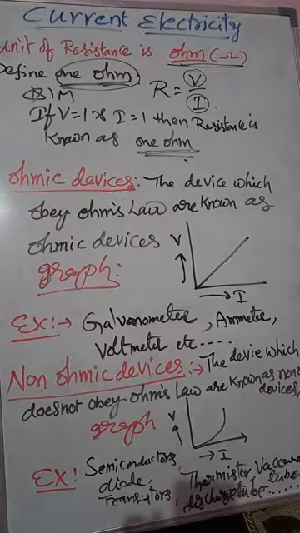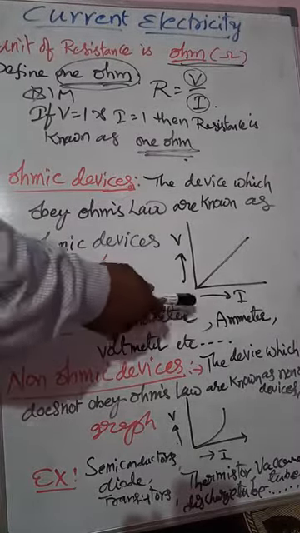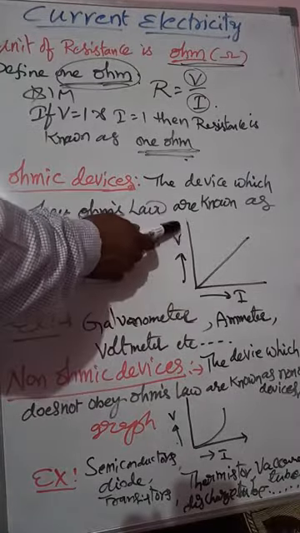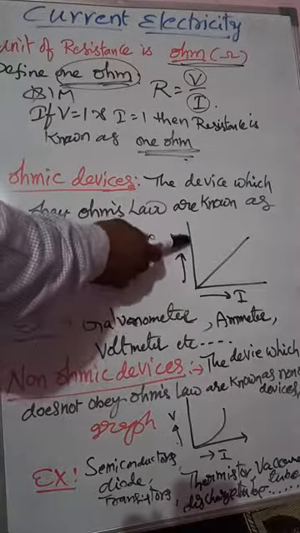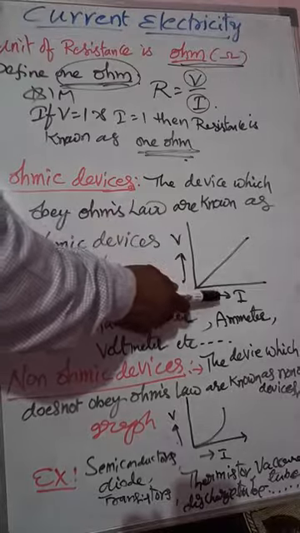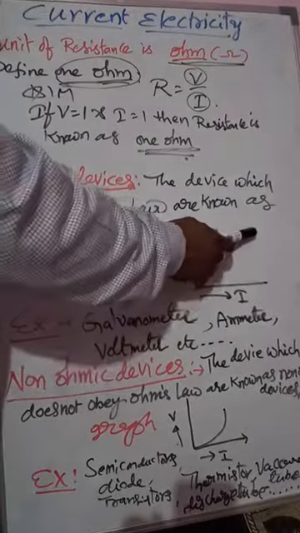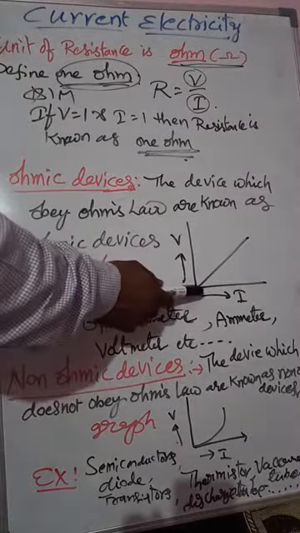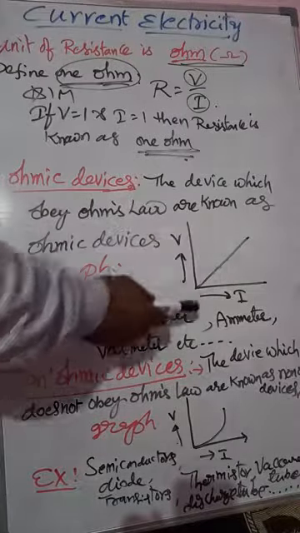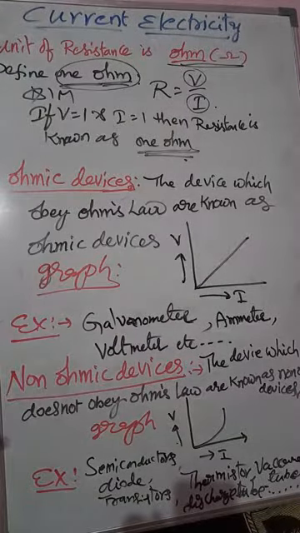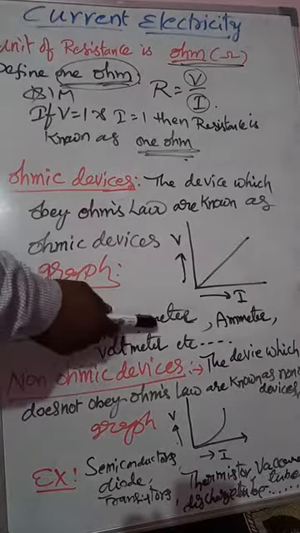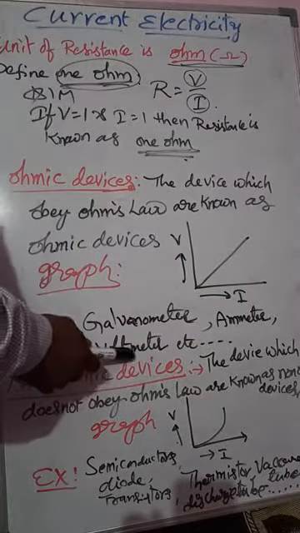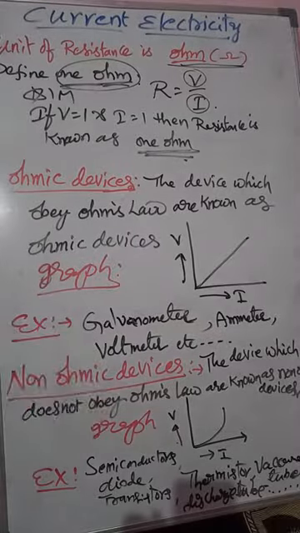Ohm's law means V is directly proportional to I. If current increases, potential difference also increases. Means if the potential difference across the conductor increases, current also increases proportionally. So it shows a straight line passing through the origin like that. Clear? Which are ohmic devices? A galvanometer, ammeter, voltmeter, like that. These are all called ohmic devices.